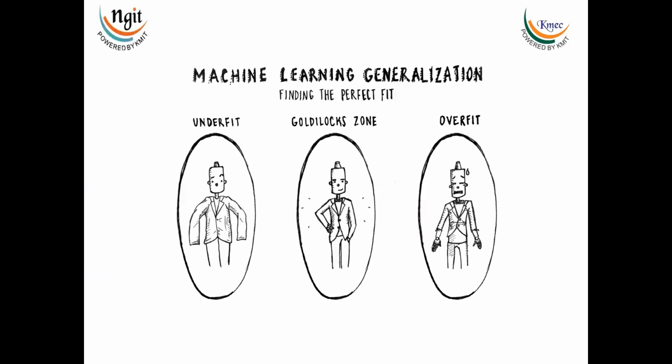Will always likes to buy clothes. Okay, and whenever you buy a cloth, you'll see that the cloth is overfitted to you, or it is underfit, or it is a best fit. You can see this example here.